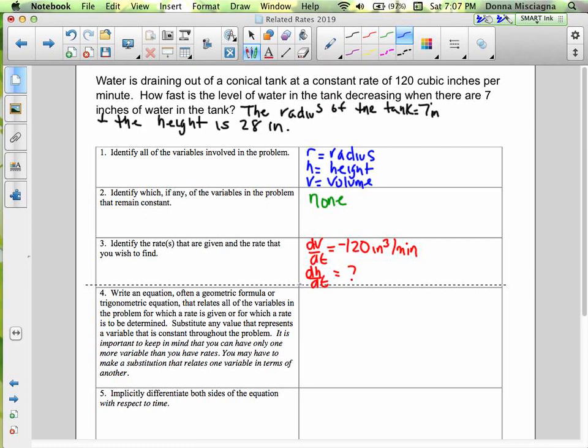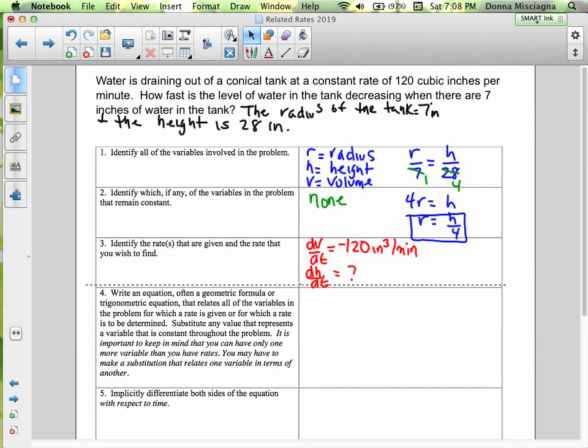So the radius is to 7 inches as the height is to 28 inches. We could reduce along the bottom there on the denominator. And so 4 radiuses equal 1 height. We want to replace radius because we need dH/dt. So the radius is equal to the height divided by 4. And there we go. So we are going to replace radius in the equation for the volume of a cone by height divided by 4.